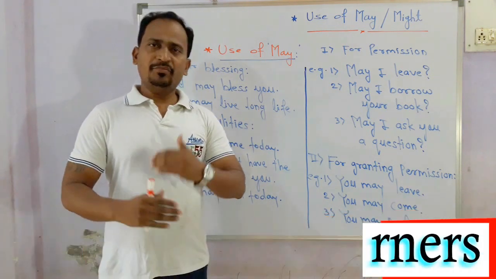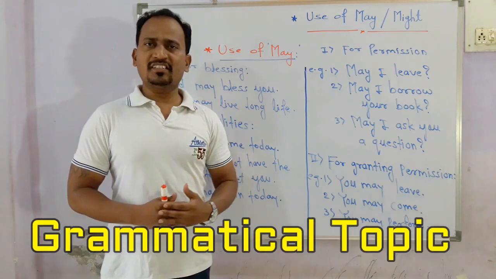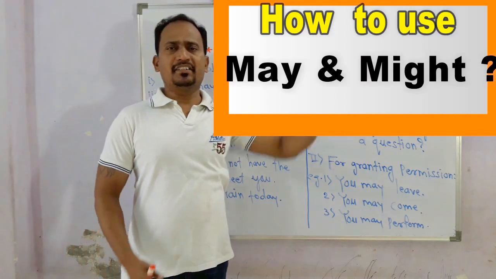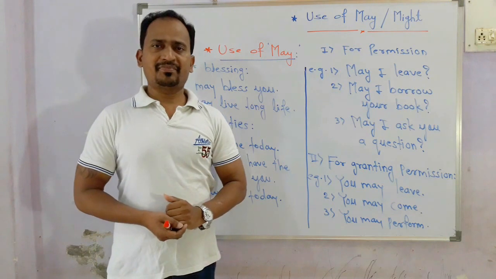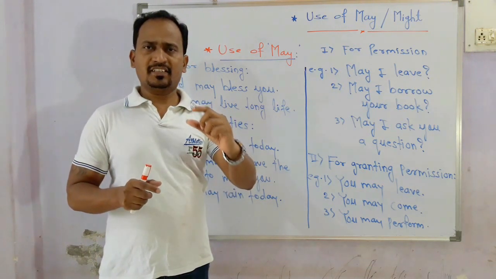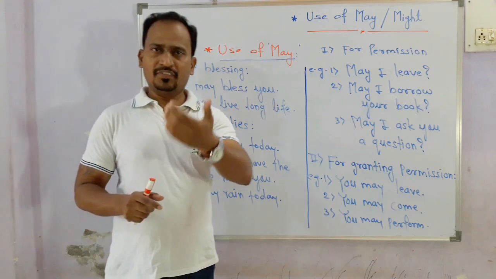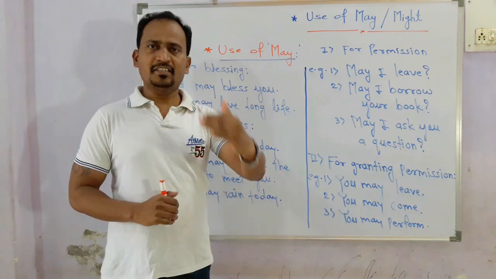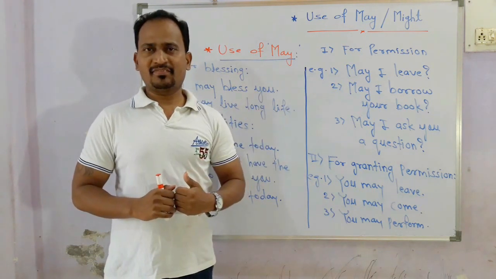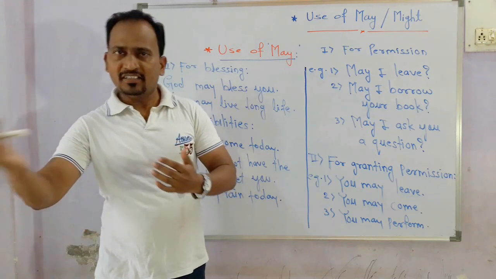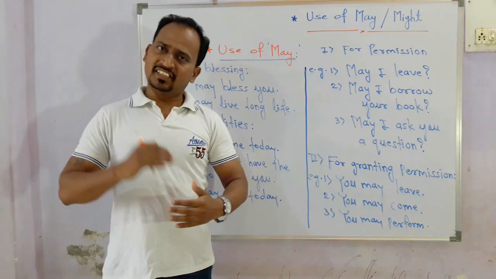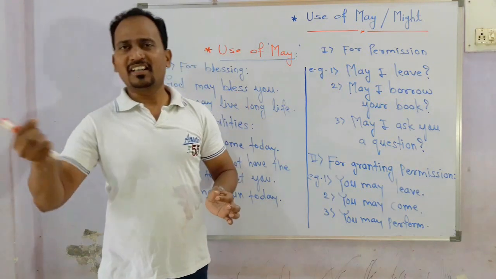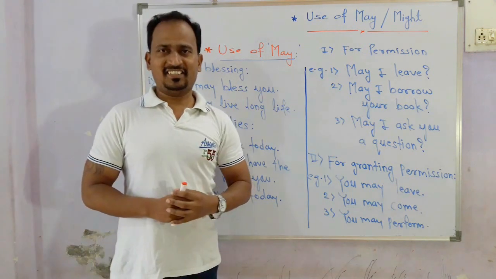Friends, today we are going to learn a very important grammatical topic, that is how to use may and might. Most of the time we use may, sometimes might. For example, he may come today. I mean, there is a possibility of his coming. One more sentence. He might come today. There is also a possibility of his coming. He may come and he might come. Which is the correct sentence?